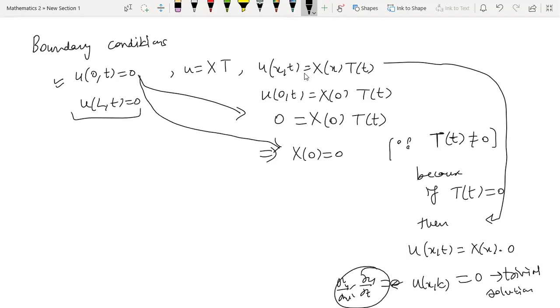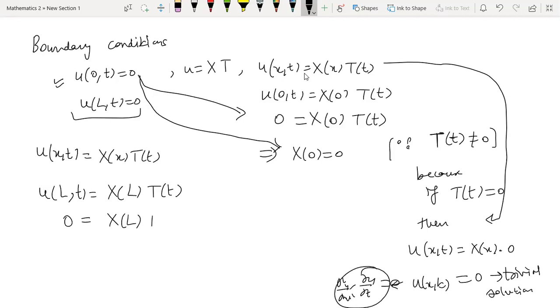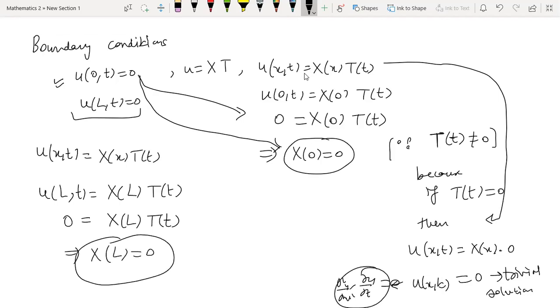Similarly, let's look at the second boundary condition. Again for that, let me write u. Now you put x is equal to L and t is equal to t, so this is also given to me as 0. Due to the same reasoning, the same logic which I gave you, you will get X at L is 0. So these are now the boundary conditions.